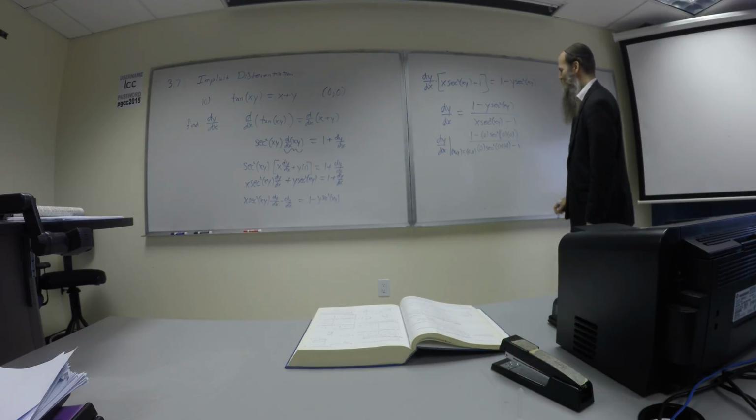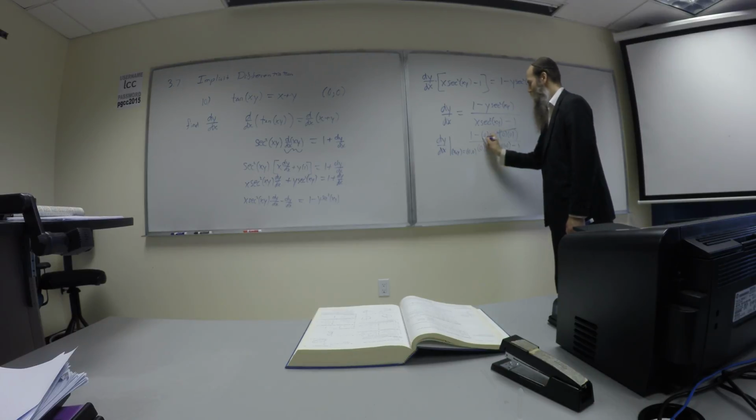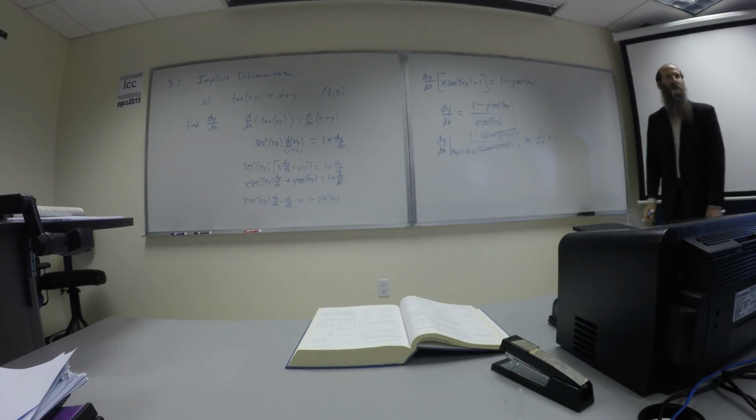So it looks like, well, you got times 0 here, so it's going to go there. So you have 1 over negative 1, which resolves as negative 1. So there's our slope, negative 1.